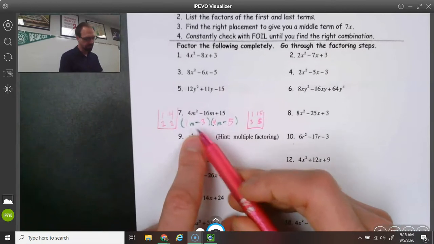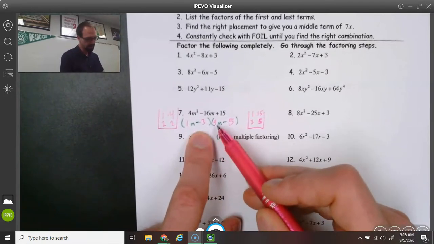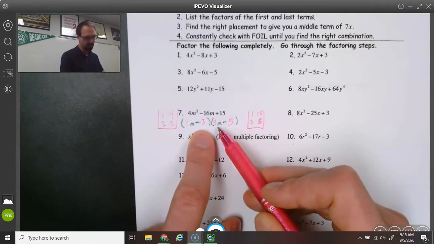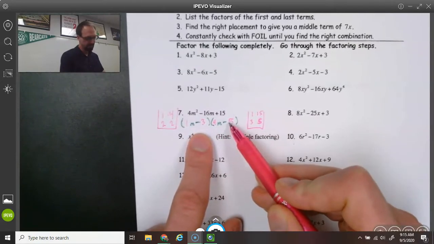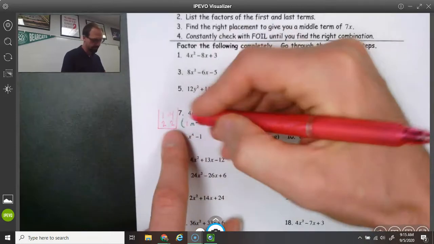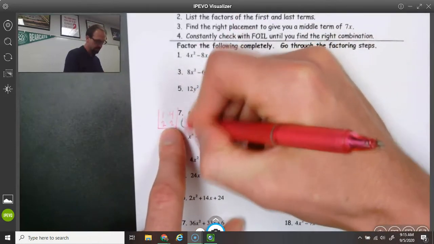So if I do, let's see, negative 3 times 4m is going to give me negative 12m, and then negative 5 is negative 17m. Oh, that won't work.